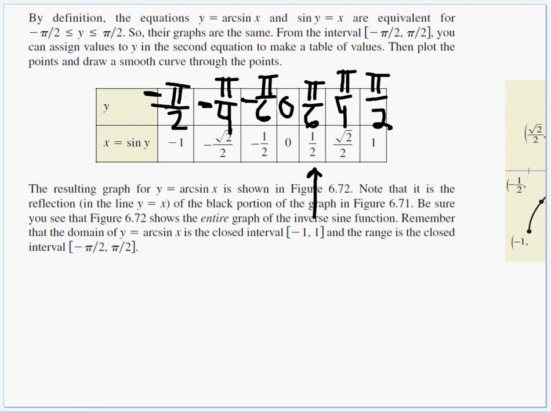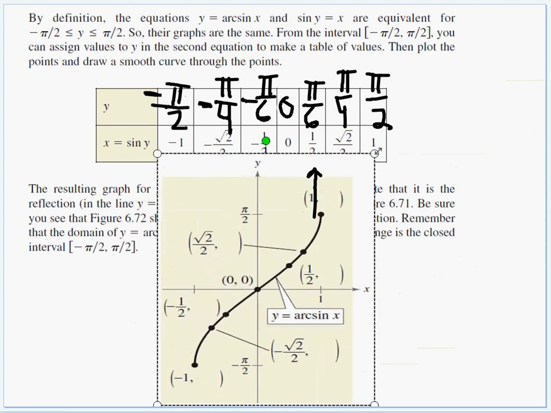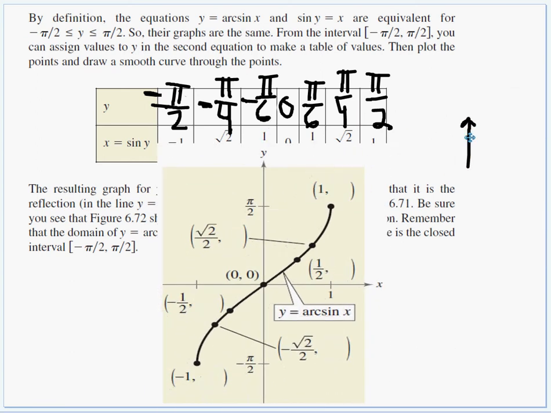Okay, now to come up with a graph of this, we could just plot those points. Let me make this a little bit bigger. There we go. So here, this would be 1 comma pi over 2. So the x is the value, and in the y spot is the angle that made it happen. Here's our root 2 over 2. That'd be pi over 4. 1/2 comma pi over 6.